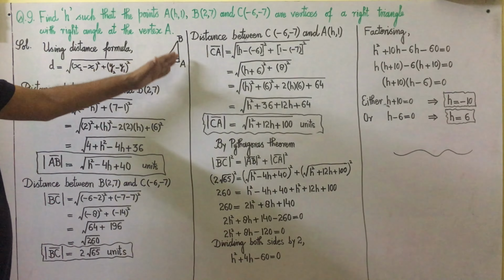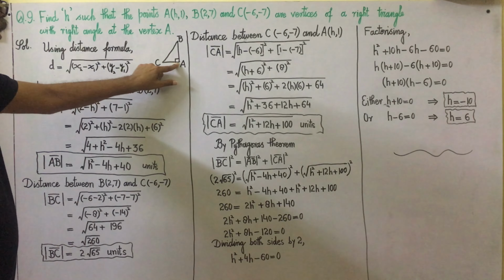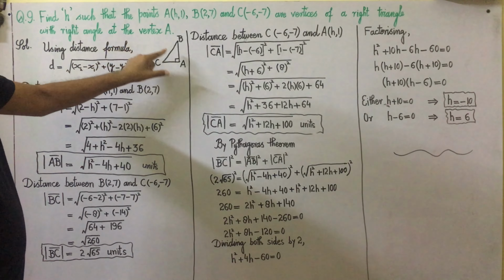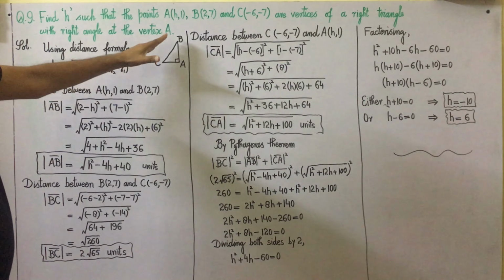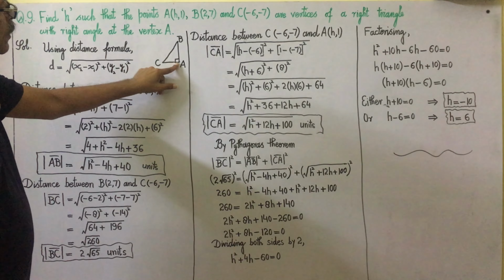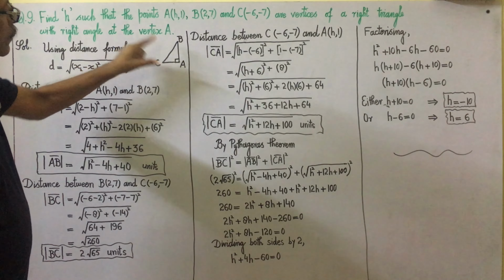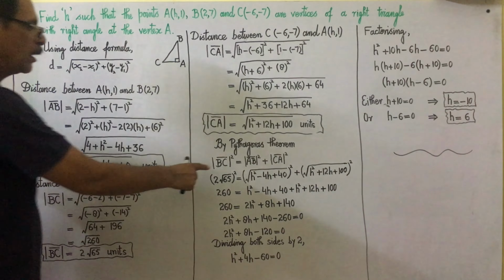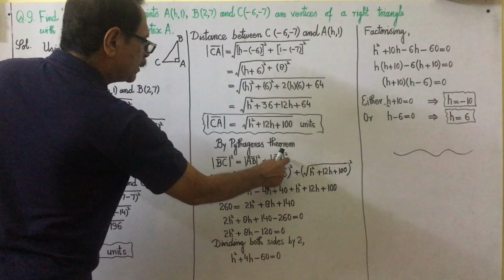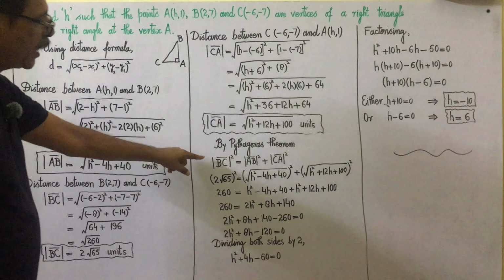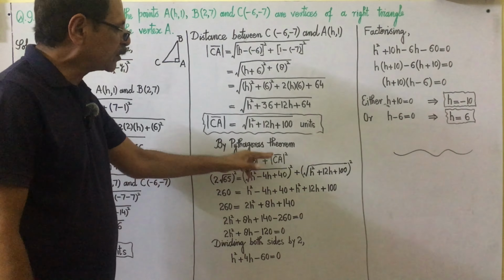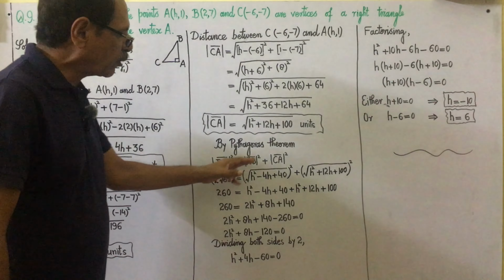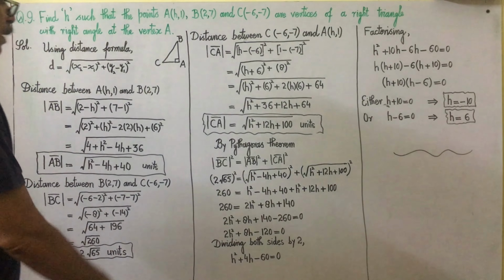This is a right angle triangle ABC with the right angle at vertex A. So the longest side is opposite to the 90-degree angle, which is BC. By Pythagoras theorem, longest side square BC square is equal to AB square plus CA square. Longest side square is equal to the sum of the squares of the other two shorter sides, or you can say hypotenuse square is equal to base square plus perpendicular square.